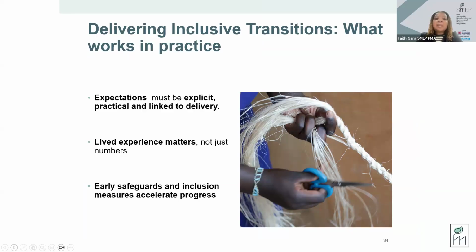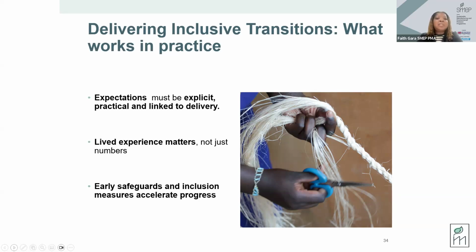As SMEP progressed, the program deepened its understanding of how to operationalize Leave No One Behind in gendered and informal labor contexts. This is where ETI comes in, how they helped our grantees to understand occupational health and safety and decent work. One important learning was the value of clarity. SMEP grantees performed best when expectations on gender equality, labor standards, and safeguarding were explicit, practical, and linked to delivery, rather than just treated as reporting exercises.